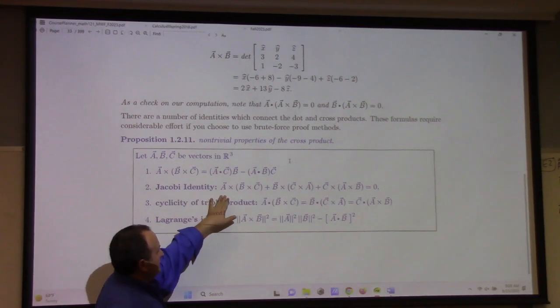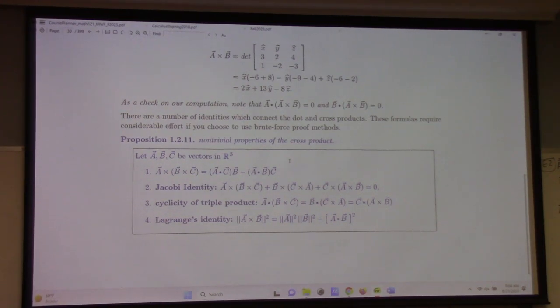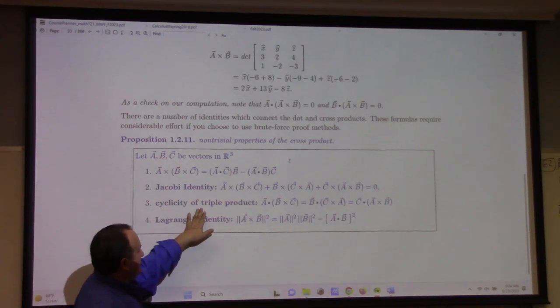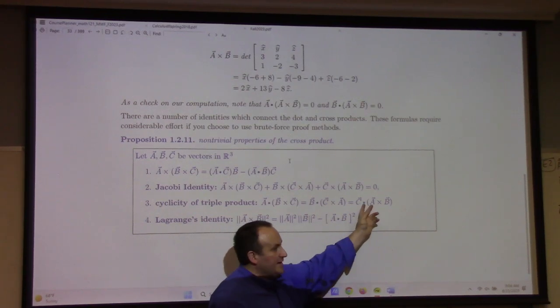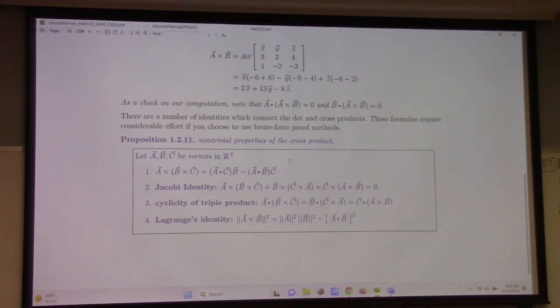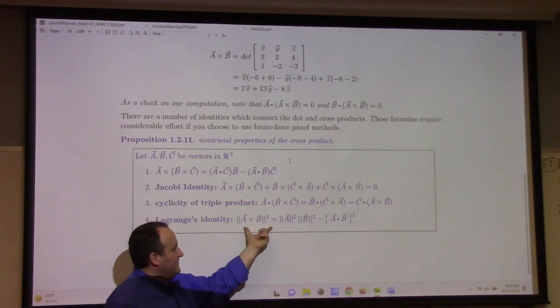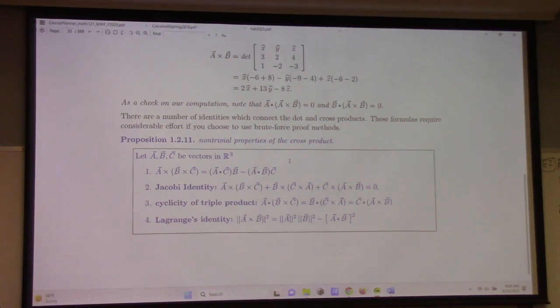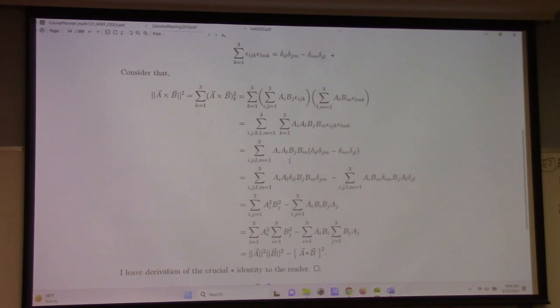It does satisfy the so-called Jacobi identity, all right, which is kind of a measure of how far it departs from associativity. And it also has this cyclicity property, which is that if you take A dot B cross C, it's the same as B dot C cross A, it's the same as C dot A cross B. That's that 1, 2, 3, 2, 3, 1, 3, 1, 2 pattern, yeah? And then most interestingly to us, Lagrange's identity, which is this. If I was a more draconian professor, I would have assigned you Lagrange's identity as a homework problem. It is non-trivial. Here's the proof of Lagrange's identity.